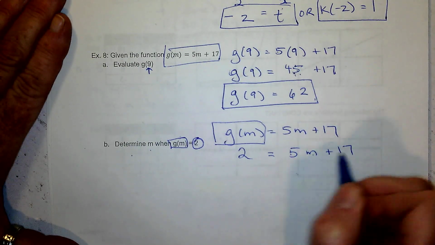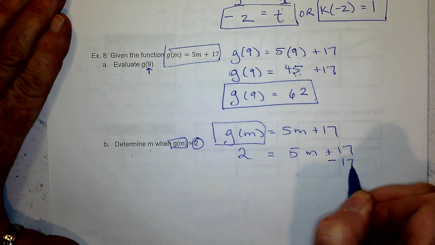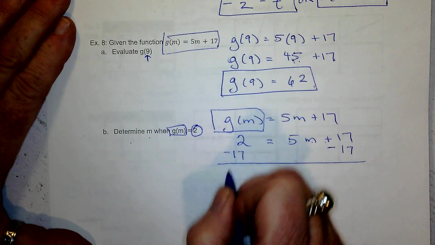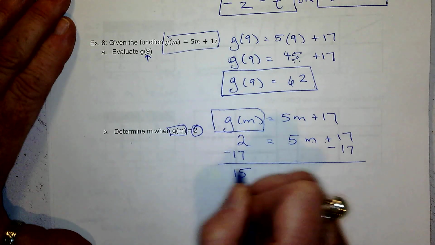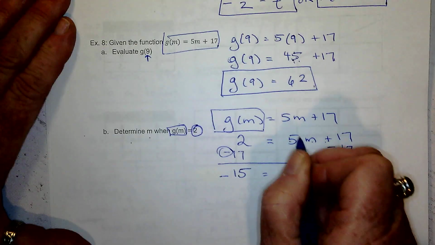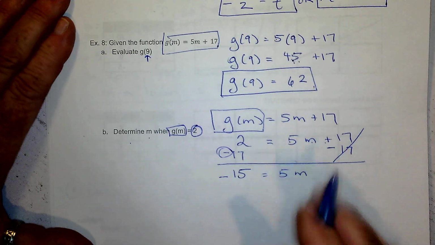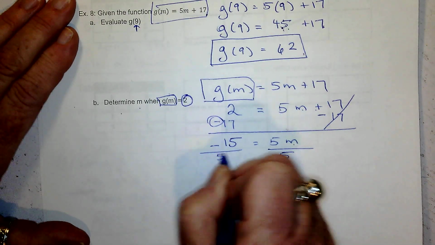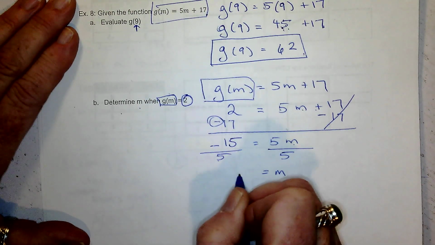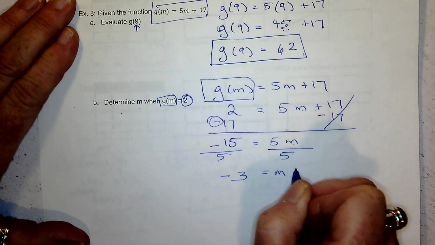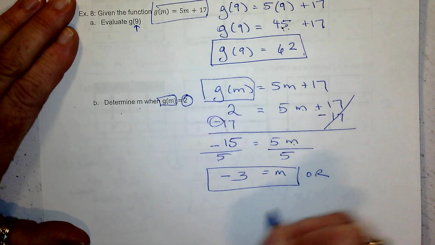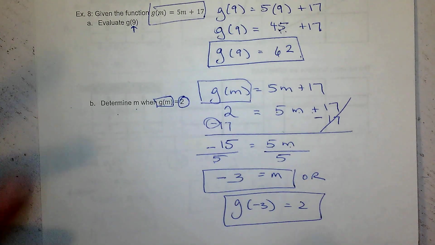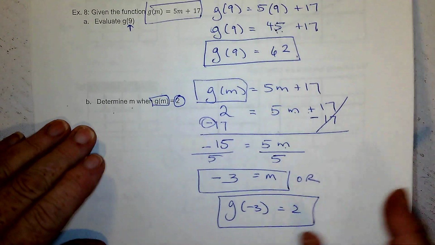I've got 5 that's multiplied, 17's added, so I have to subtract 17 from both sides. 2 minus 17, the signs are different, so I subtract. That gives me 15, and take the sign of the larger number, so negative 15. Bring down my 5m. These are gone. 5's attached to m by multiplication, so I need to divide both sides by 5. 15 divided by 5 is 3. Negative divided by positive is a negative. So m equals negative 3, or you can write g of negative 3 is equal to 2. These are both answers. They're the same thing. You would, again, decide which representation you want to provide.